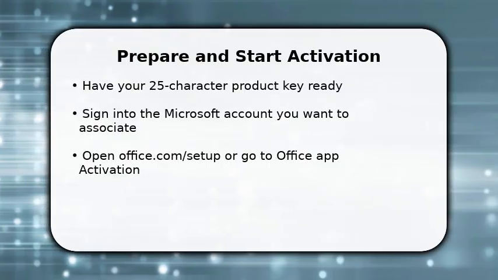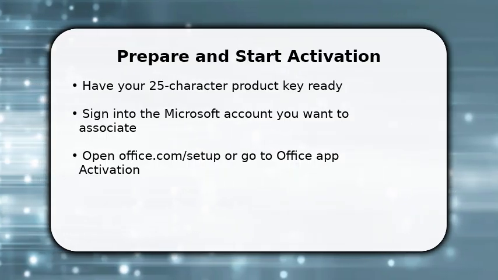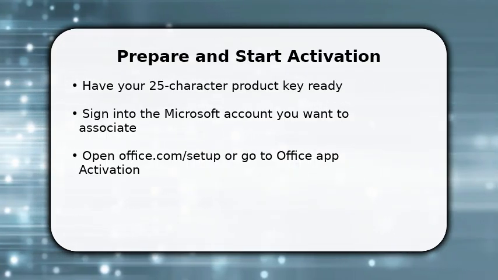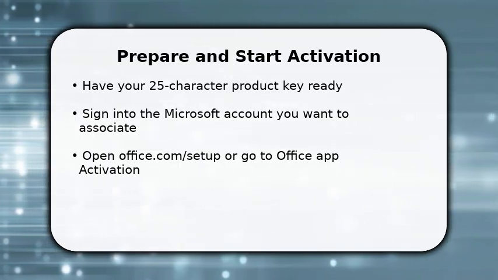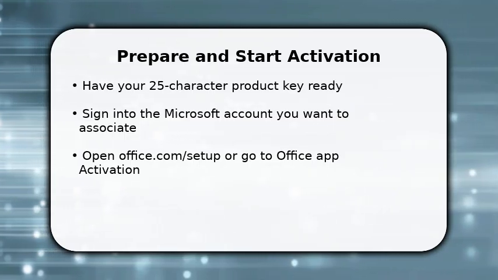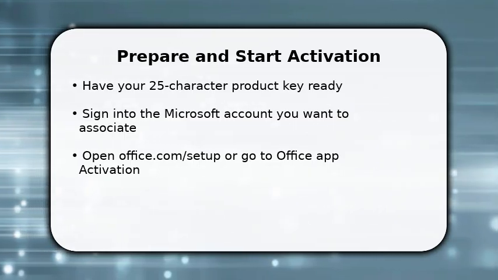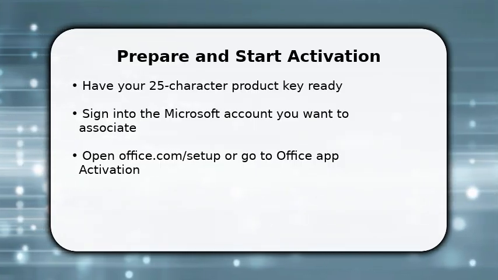You should begin by confirming the 25-character product key and signing into the Microsoft account you'll link to Office. Once done, open Office.com/setup or launch an Office app and choose Activate. Enter the product key exactly, hyphens included, because mistyped characters cause failures. Make sure your internet connection is active so the license can be validated immediately.